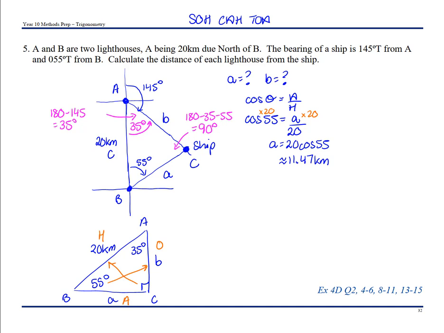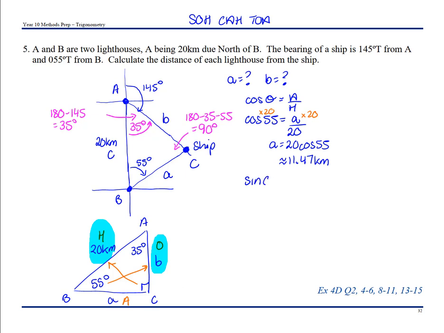Now let's look at our other side, our side B. So we've got our hypotenuse and opposite. So that's going to be sine. So sine theta is O over H. Sine 55 is B over 20. B's being divided by 20, so we do the opposite and we multiply. So B is going to be 20 sine of 55, and our answer is approximately 16.38 kilometers, and finish with a therefore statement.